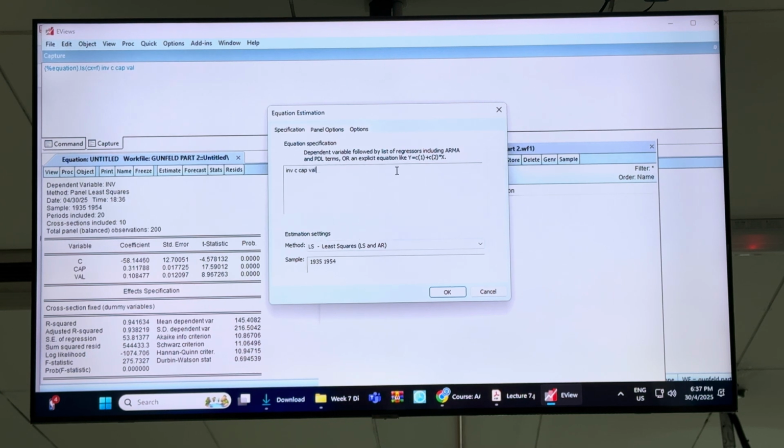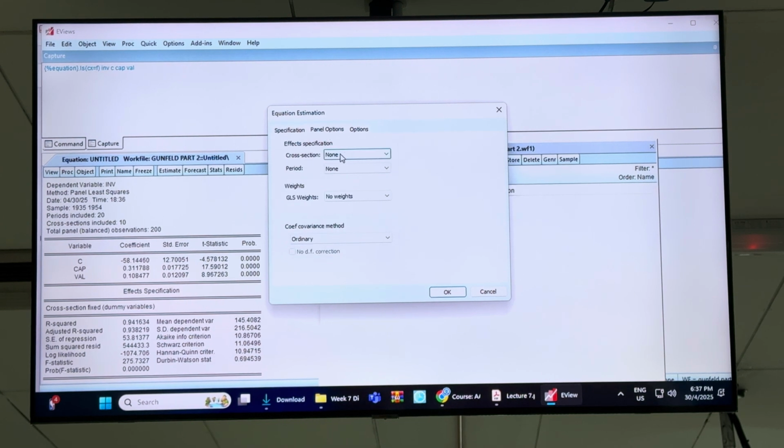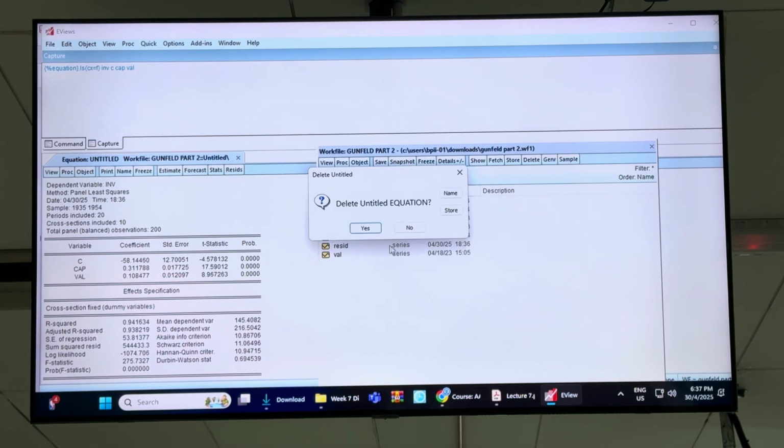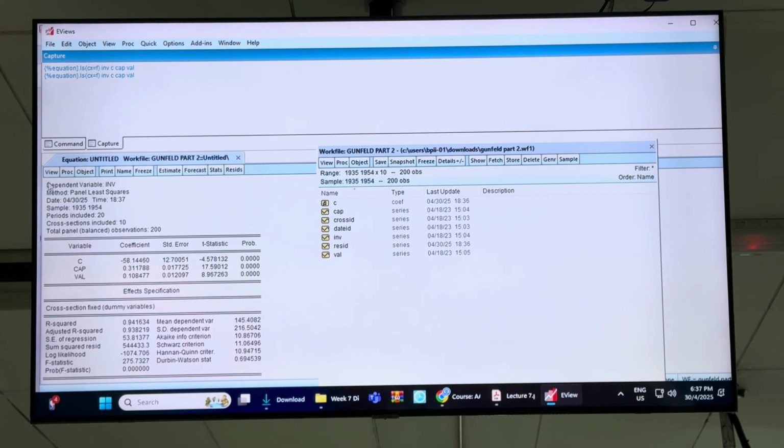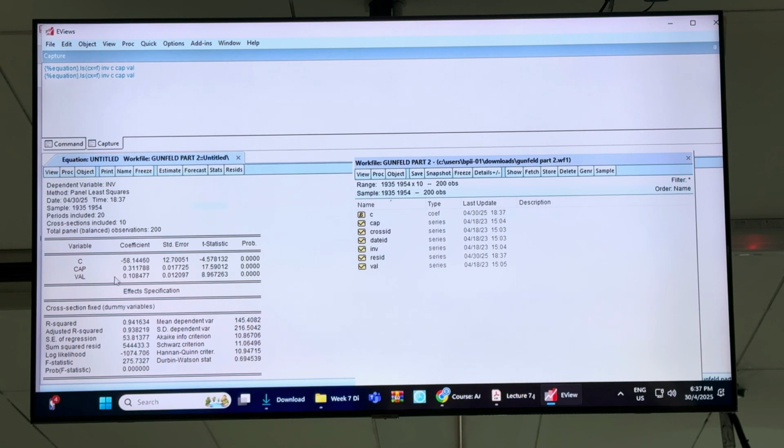So once you type this, go to panel option, then cross sectional, here you put fix, right? You put fix, then you click OK. Then now it's time for us to test, because I want to see whether the residue in this 10, do they affect each other? Do they have a correlation or not?